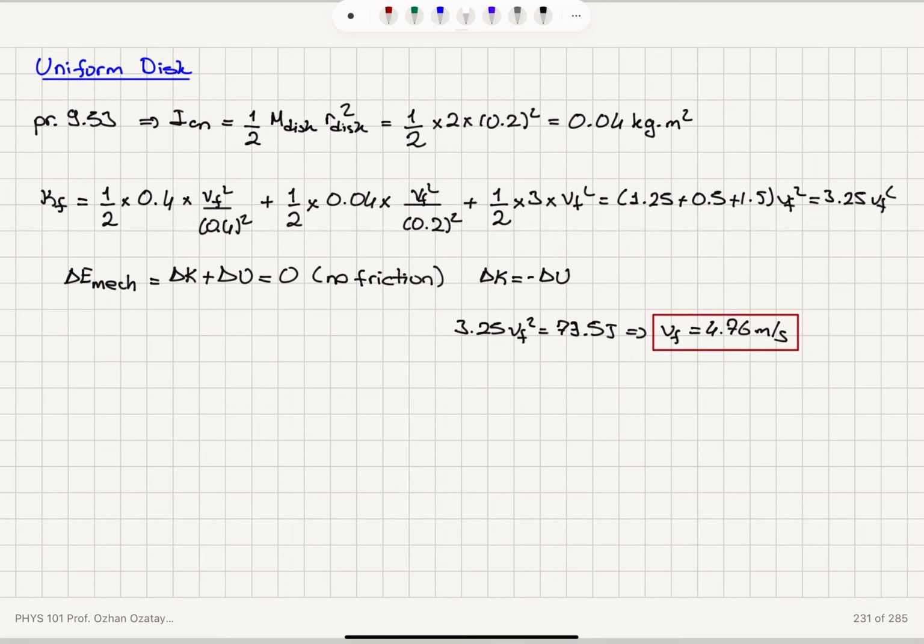So we substitute the masses and the radii corresponding to the cylinder and the pulley, and we calculate the final kinetic energy by plugging in the numbers and set it equal to minus the change in potential energy, because there is conservation of energy due to the condition of having no friction in the system. So conservation of energy applies. Therefore, we can use this equality, delta K is equal to minus delta U, and solve for the final speed.